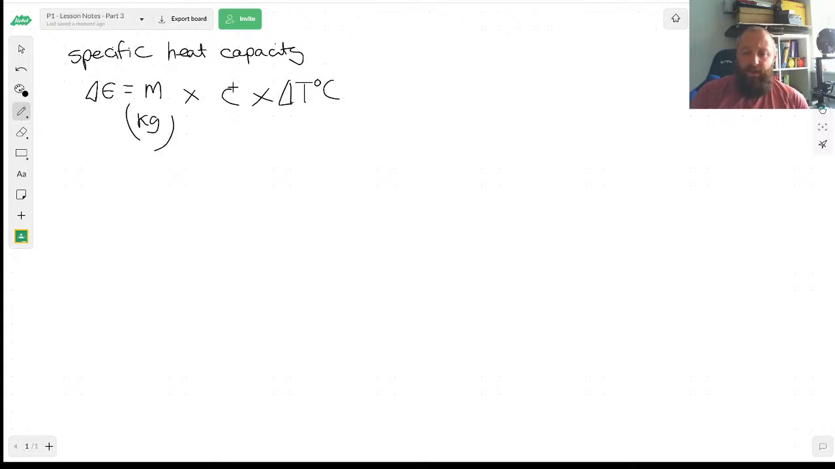Now, this C is the specific heat capacity itself, and the units that we use are joules per kilogram degree C. It's probably one of the more complicated units that we actually use with this. So take a bit of time to get your head around what's going on with that.